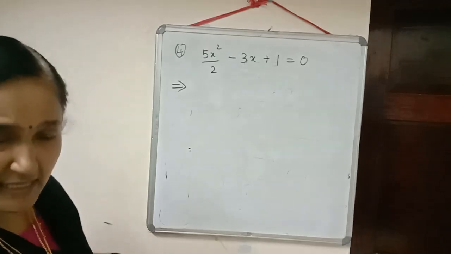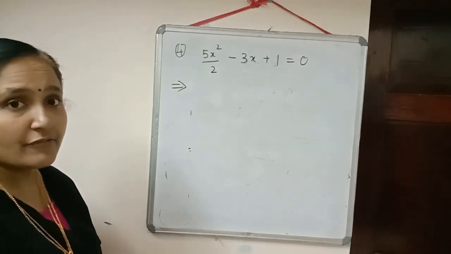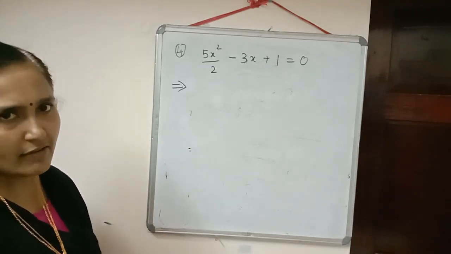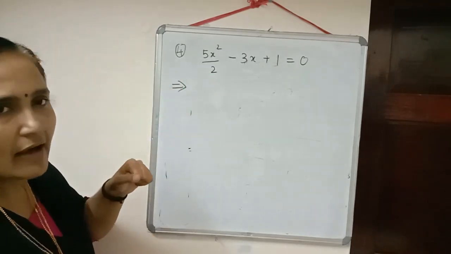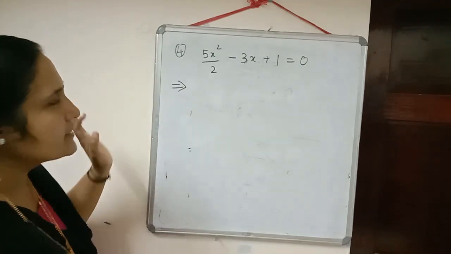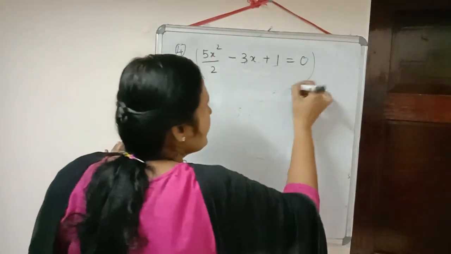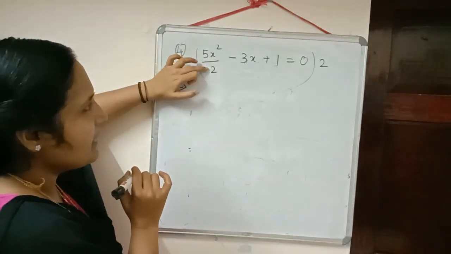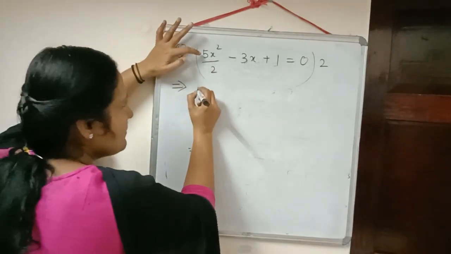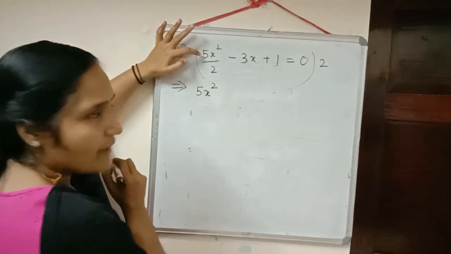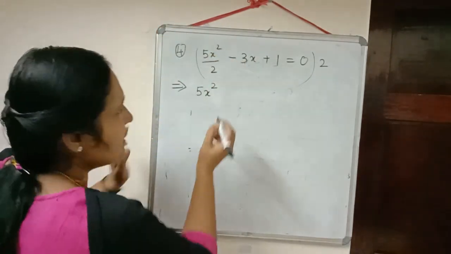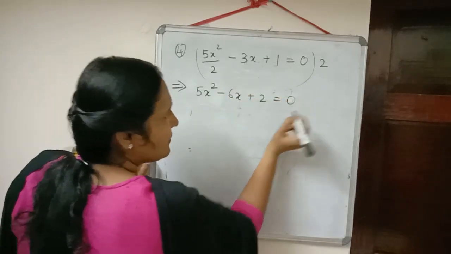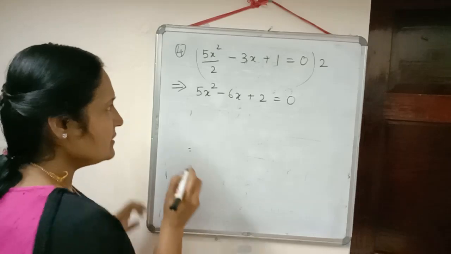So normally when fractions are coming, it is difficult for us to calculate there, so it is better you avoid the fraction. What is the fraction we have here? 2. So to avoid this fraction, what will we do? We'll multiply the whole equation by 2. So 2 and 2 will get cancelled, remaining it will be 5x square minus 2 into 3x, that is 6x, plus 2 is equal to 0. Now we can find out the solution.